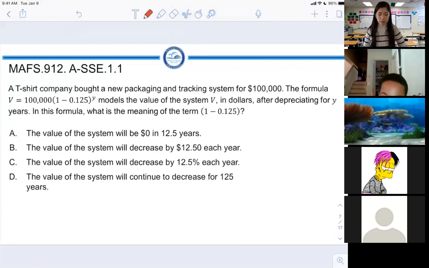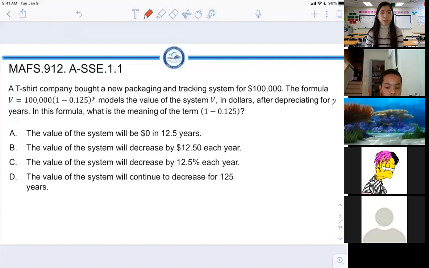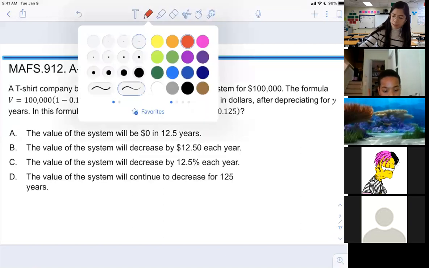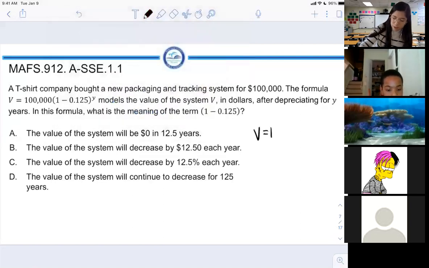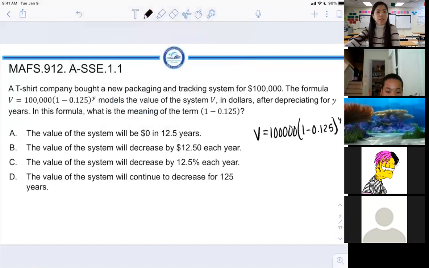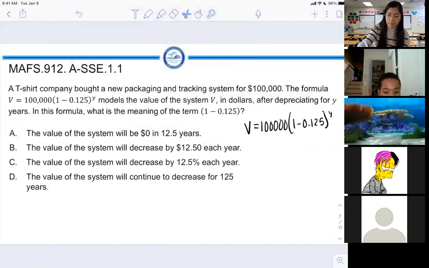Awesome. Okay, so let's think about it. What does that term mean? We already know a few things. What do we already know? Let me rewrite this function. V equals 100,000 times 1 minus 0.125 to the power of y. Let's point out what the different things represent. I already see a couple things in the chat. I see that we know it's going to be decay. How do I know? Because of the minus. So we know it's decay.